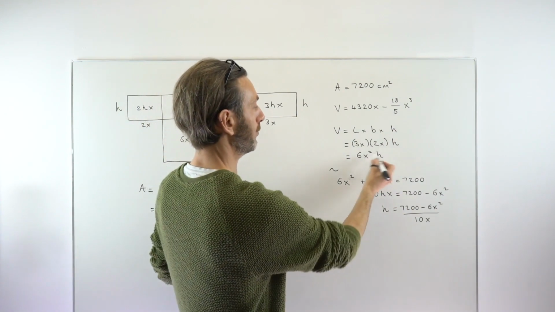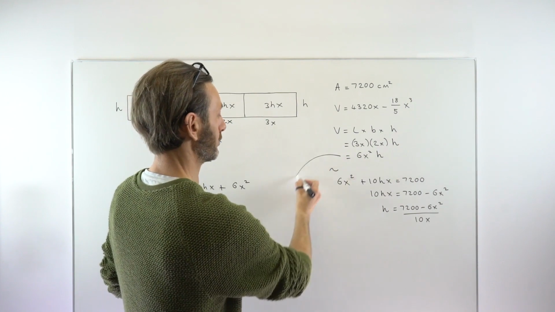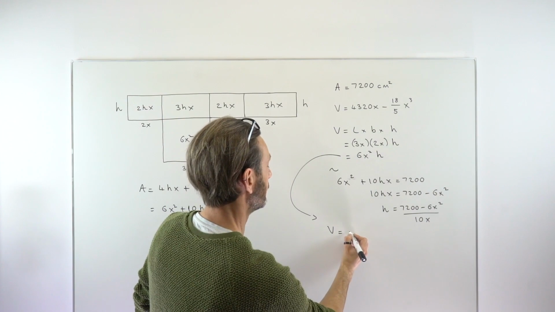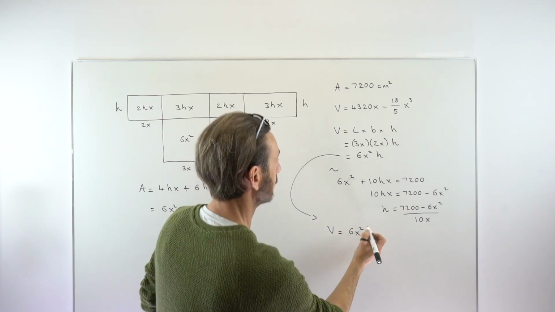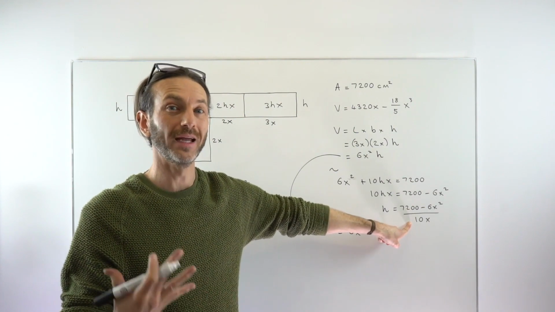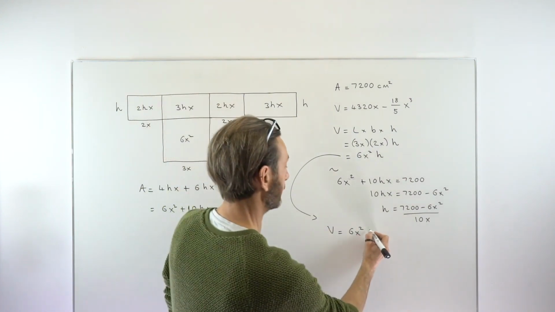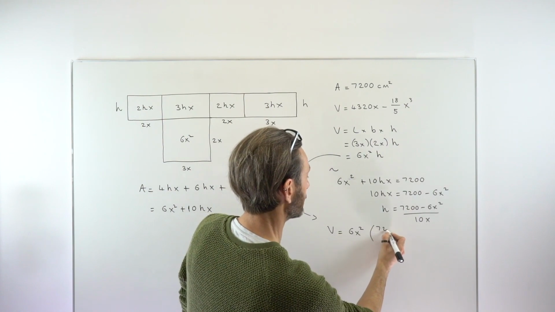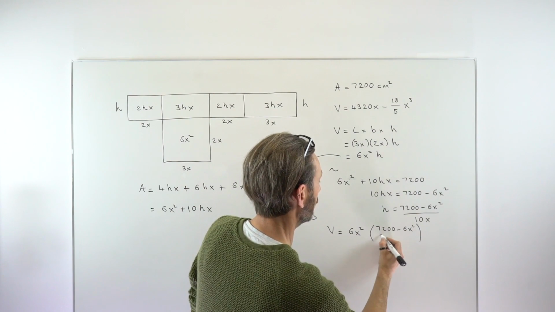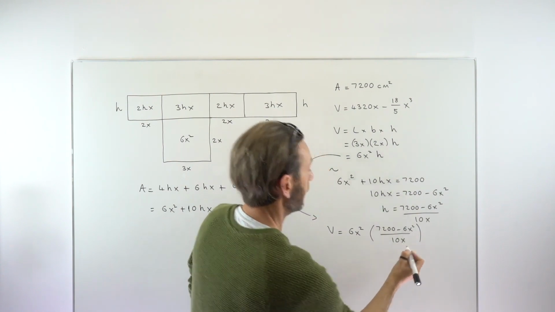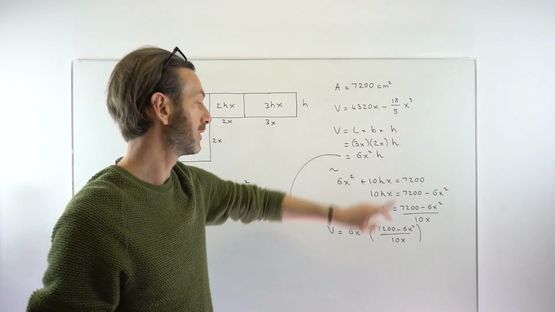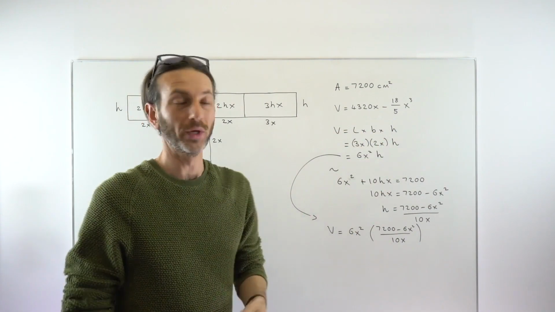So essentially going back to this point, I'm just going to pull this down here. We can now get volume equals 6x squared, and now we're going to replace our h with this term, and that's what we want because it doesn't have any h's in it, it's only got x's in it. So it's going to be 6x squared times 7,200 minus 6x squared, all of that over 10x. And it's worth at this point keeping an eye on where we're trying to get to, which is this target here. With a little bit of simplification we can get there.